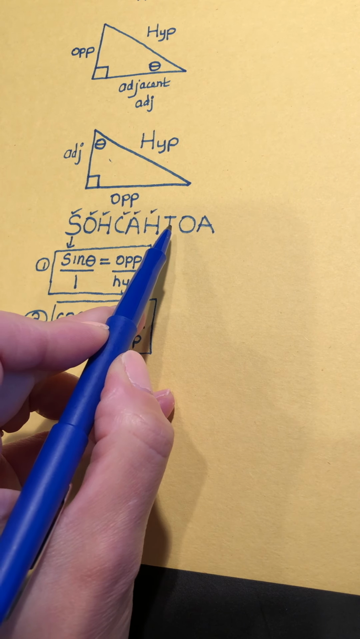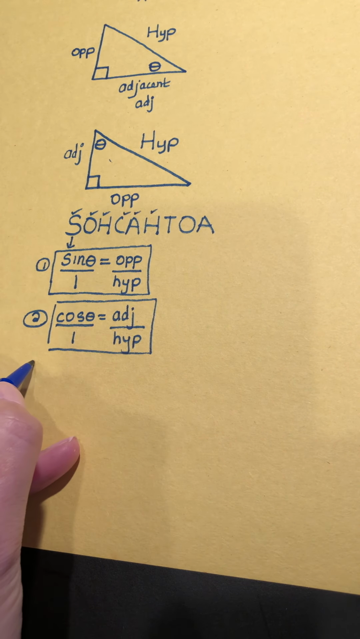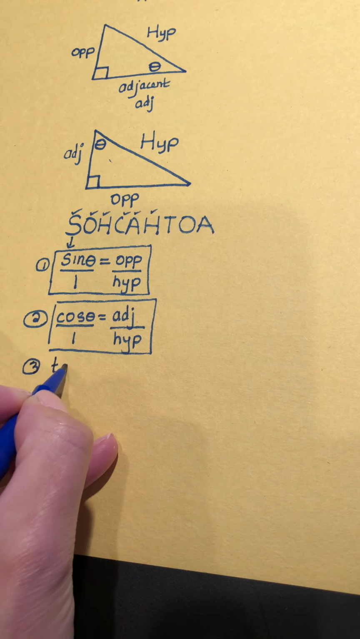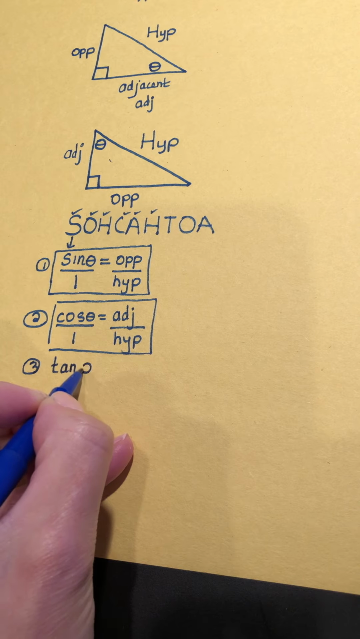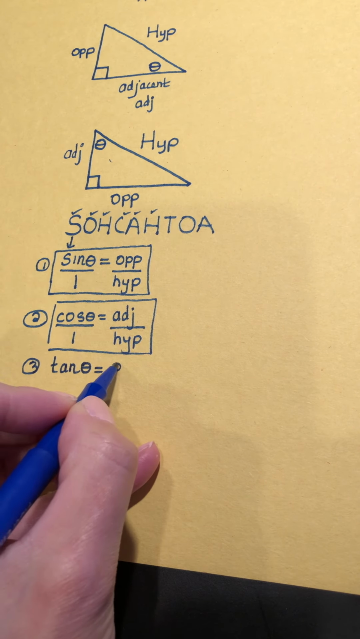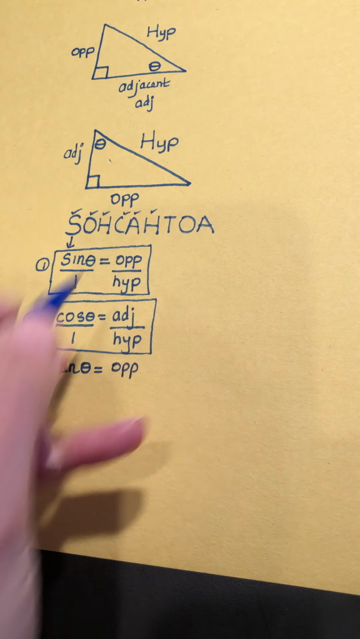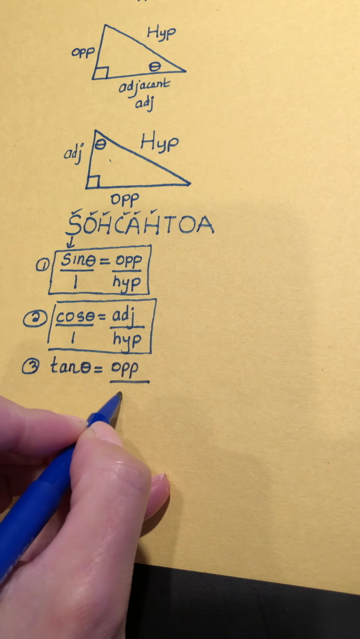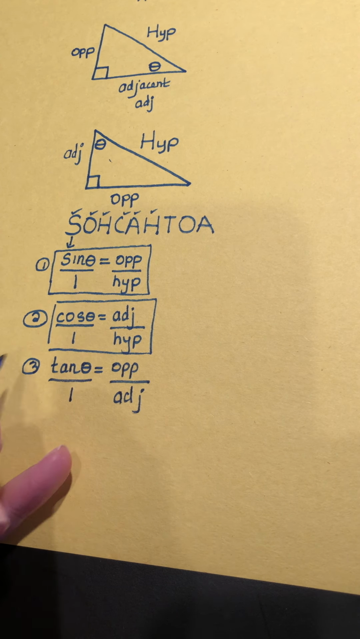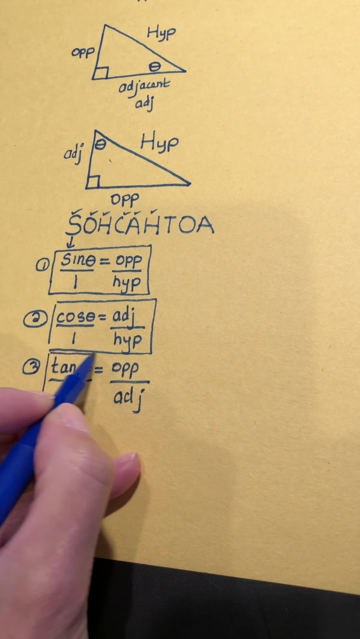And now I need to use TOA. So my third formula is tangent, which I abbreviate as tan, of theta equals, O stands for opposite, and A stands for adjacent. And again, I would put the tangent of theta over 1, and these are my 3 formulas.